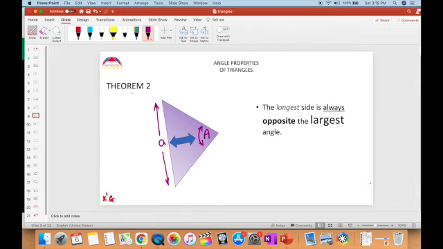So theorem 2 is the longest side is always opposite the biggest angle. And we know in a right angle triangle, the longest side is always the hypotenuse, right? And it is opposite the largest angle, which is the right angle, 90, because the sum of the angles inside a triangle is 180, which means that these two need to add up to give you another 90 to get the 180. So therefore, this will always be the largest angle in a right angle triangle, right?